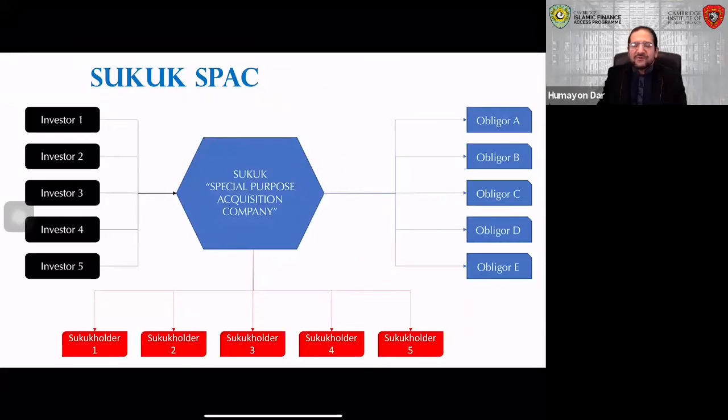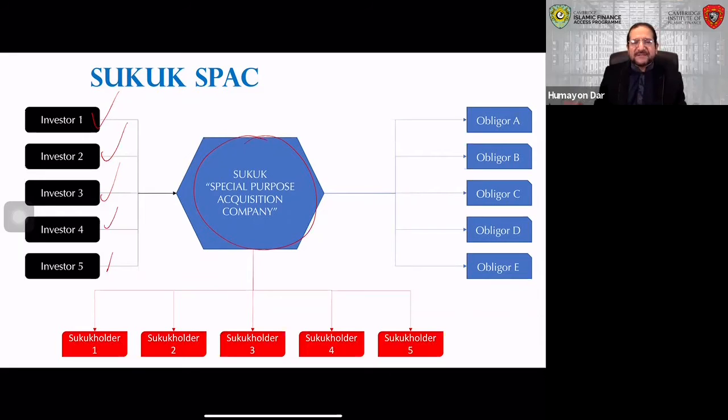Let us look into one possible structure. So we have this Sukuk SPAC, Sukuk Special Purpose Acquisition Company. It goes to these investors, investor 1, 2, 3, 4, 5. They are the initial shareholders, and it raises money from these investors. And of course, once this has been set up, all these retail investors can invest in this Sukuk SPAC as well.